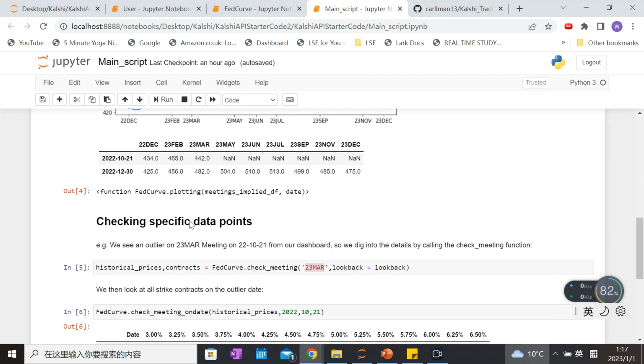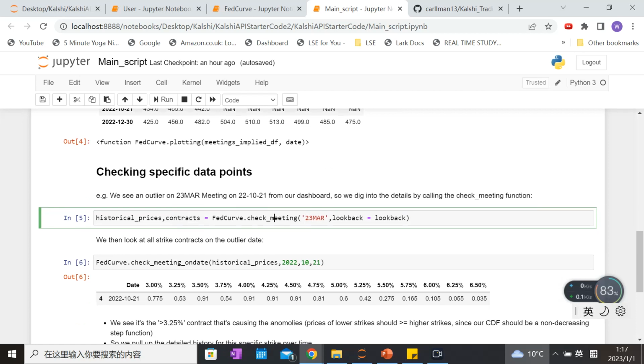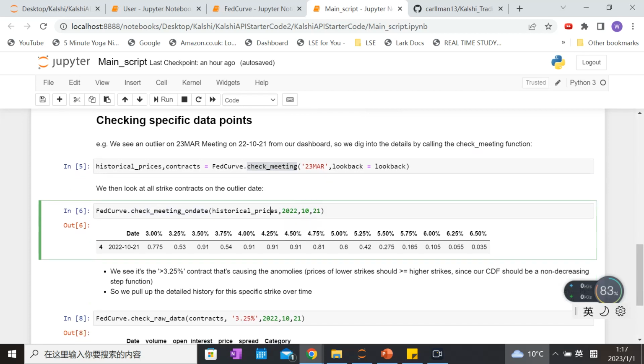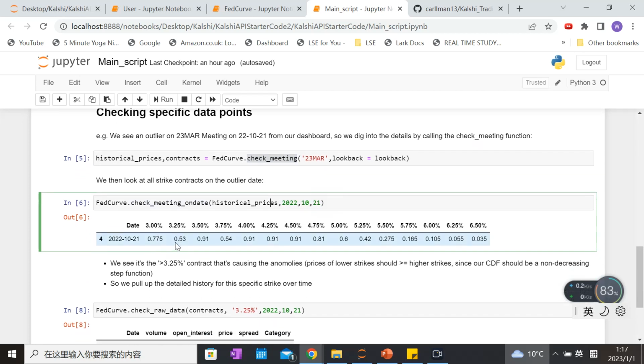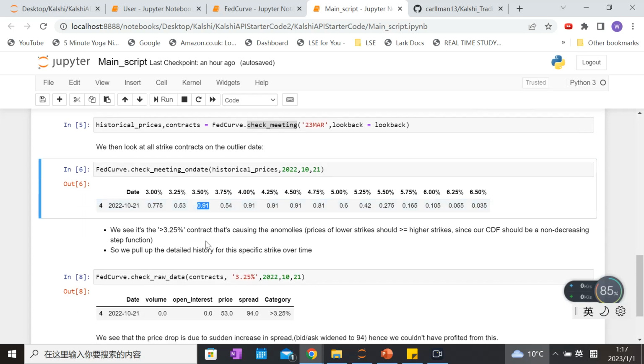Let's explore it further. Here we have a specific function for exploring specific data points. We call this function check meeting, and we check the meeting on this specific date, October 21st, and we see that for this meeting on this date, the 3.25 strike has a weird price. It should not be lower than the previous one. It should not be lower than the next meeting because it should be a non-decreasing step function.